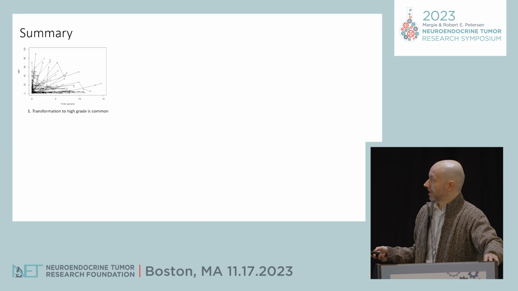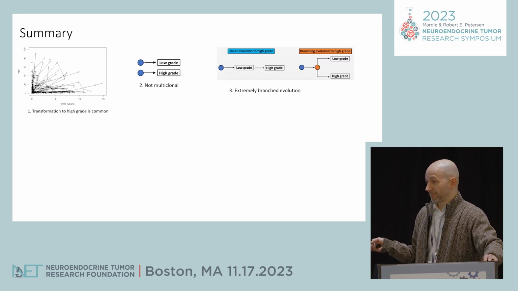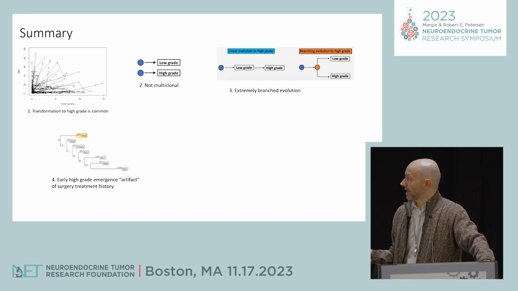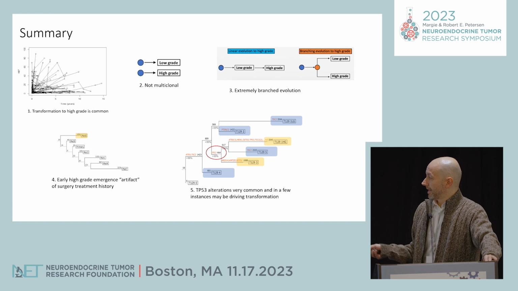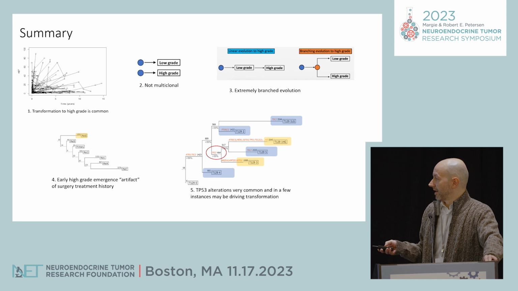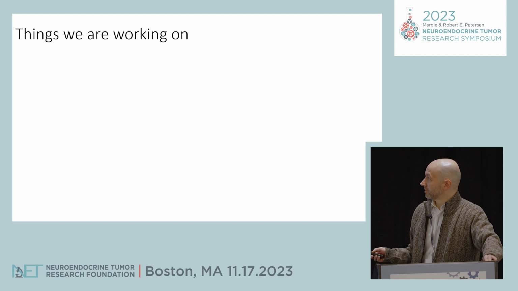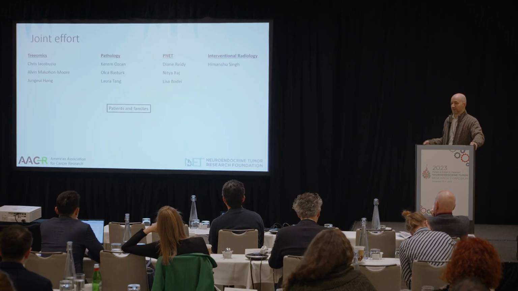So just to summarize, transformation I think is common. It doesn't seem to be multiclonal. It seems to be this very branched pattern with early diversity. That might explain to some degree the early emergence of the high grade, and the surgical debulking might explain some of it. But I think there are some cool things going on there as well with the dormancy. And then P53 is common in those that transformed, and it's maybe driving transformation in a few instances, but certainly not the whole story. There's a few other things we're working on. Maybe in the interest of time, I'll skip through all this and just say thank you.